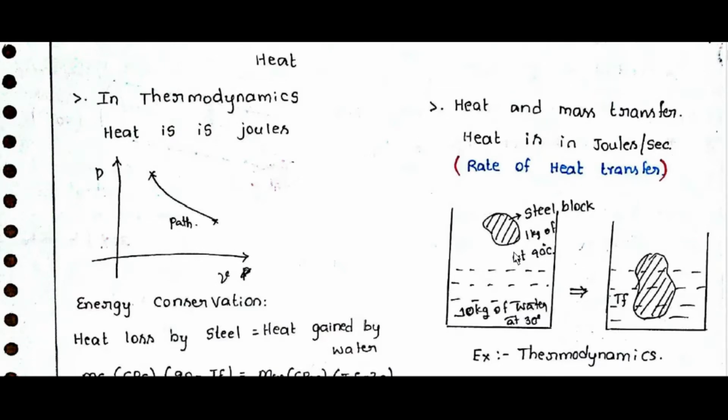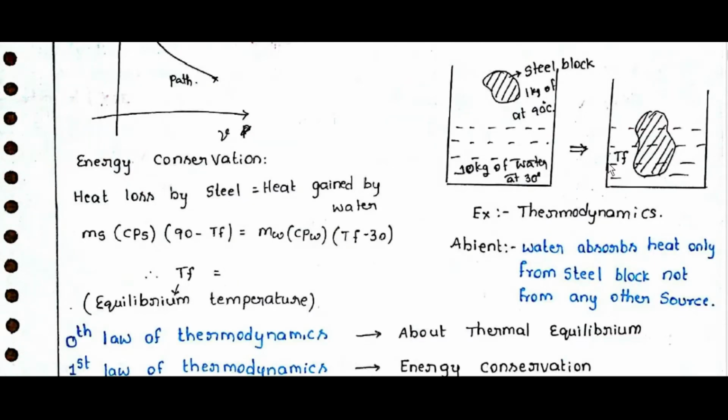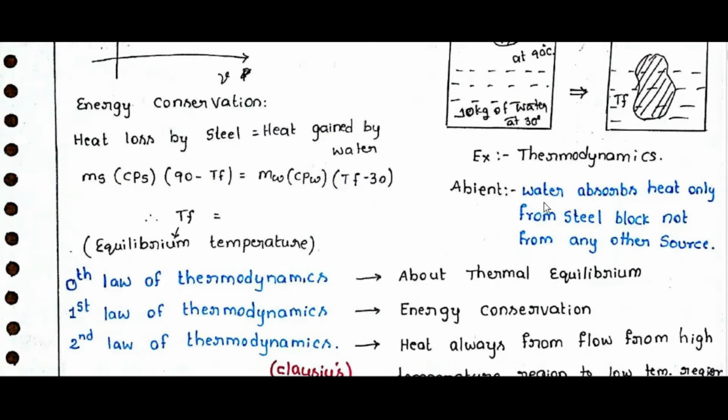Here, a steel block of 1 kg at 90 degrees and 10 kg of water at 30 degrees. For example, we will reach T_f in thermodynamics. The ambient water absorbs heat only from the steel block, not from any other source.